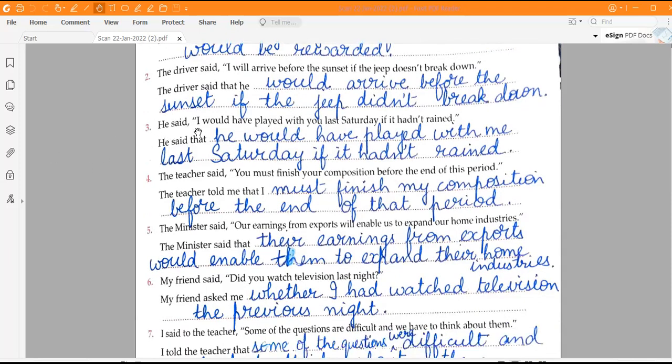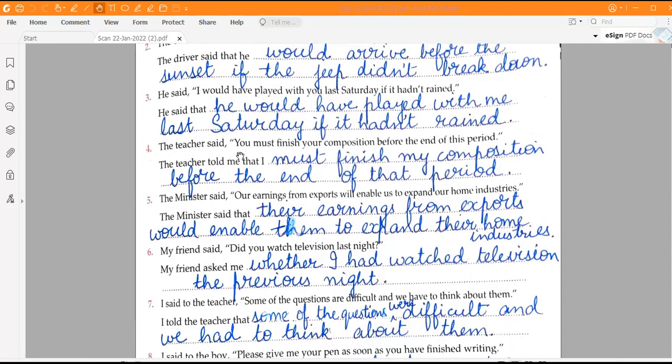Third one: he said, "I would have played with you last Saturday if it hadn't rained." He said that he would have played with me last Saturday if it hadn't rained.